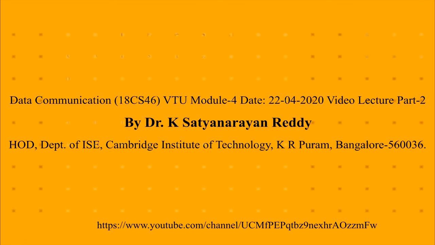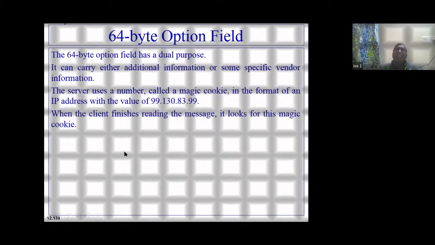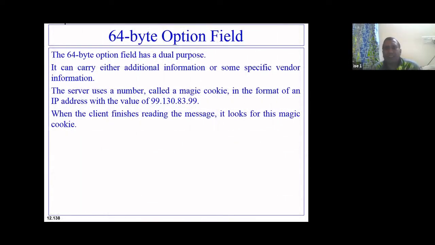are there. So it can carry some additional information, or some specific sender wants to send some information. So he can use this particular options part. You got the idea? So now, how does server know that option field is active?